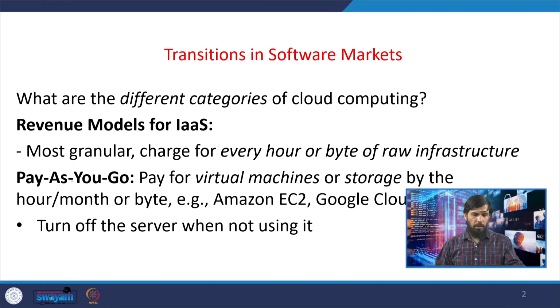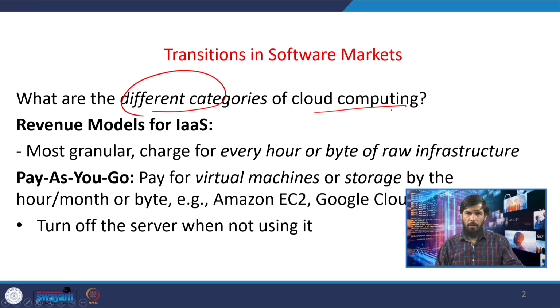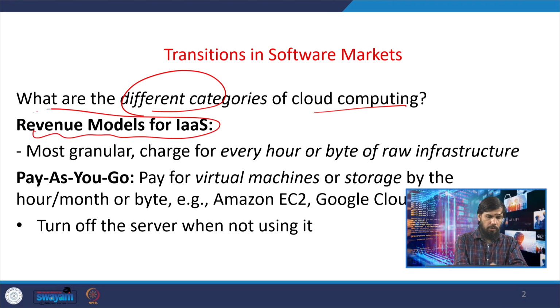So, in the last session we were talking about different categories of cloud computing, and we were able to cover SaaS and PaaS and IaaS also, and some part of that was left. So, let us complete that. So, revenue models for IaaS. What are the different revenue models for infrastructure as a service?